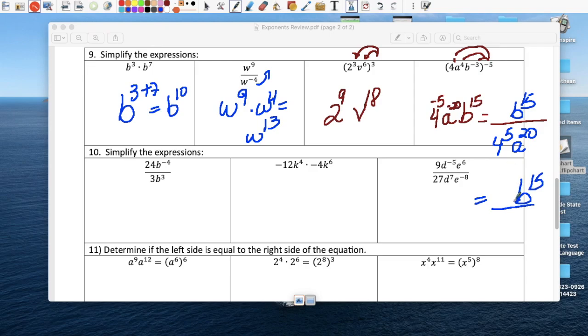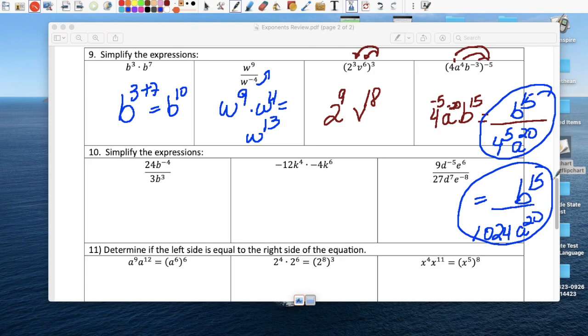4 to the 5th, you might find your multiple choice written as 1024, and then A to the 20. So you either might find your answer in multiple choice like that, or like that. So either of them, just look at your multiple choice. If it's not 4 to the 5th, just change it to standard notation and look for 1024.